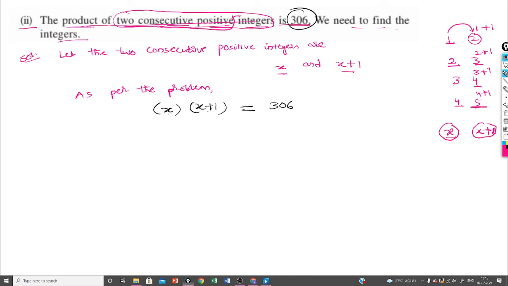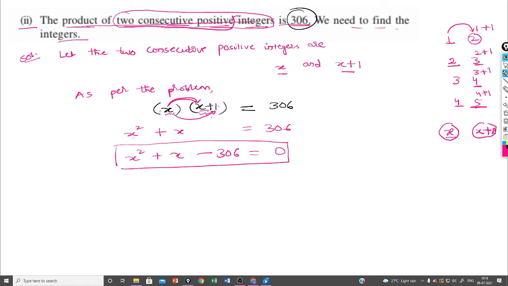Now a monomial is multiplying with a binomial. Here two terms are there, so it is called a binomial, and here only one term is there, so it is a monomial. So what will we do? This monomial is to be multiplied with each and every term of the binomial. So x into x will be x square, x into 1 will be x, equal to 306. If you transpose the constant to the left hand side, you get x square plus x minus 306 equal to 0. Now this is in the form of ax square plus bx plus c equal to 0.